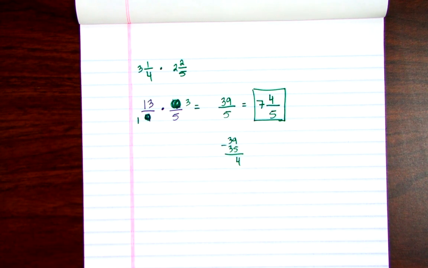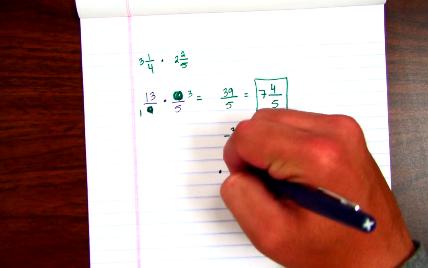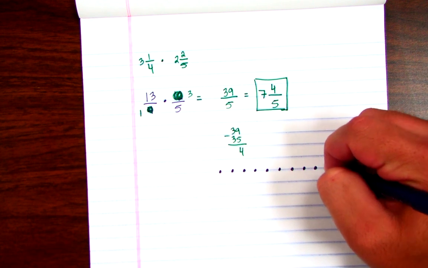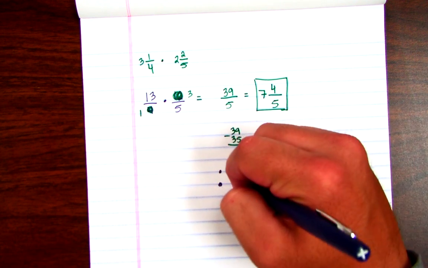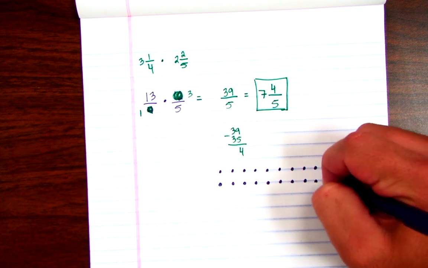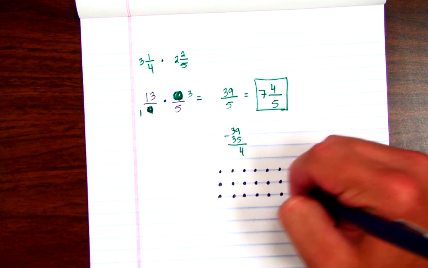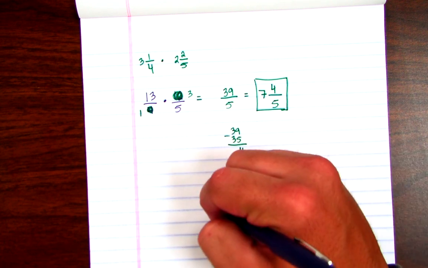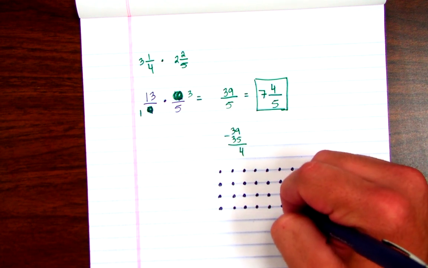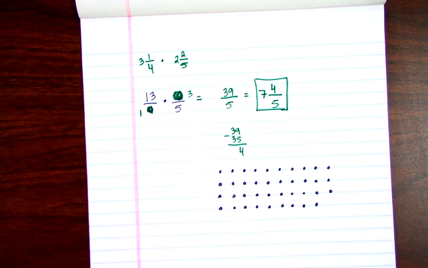So what I'm going to do is I'm going to draw 39 dots. So there's my 39 dots. But I need to put them into groups of 5.